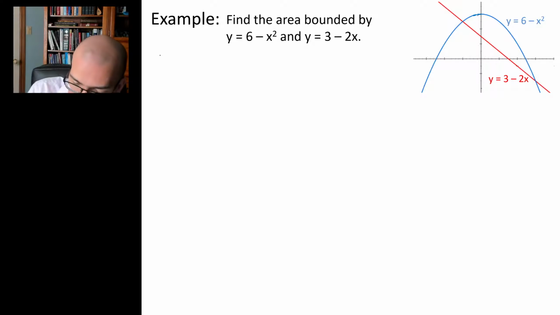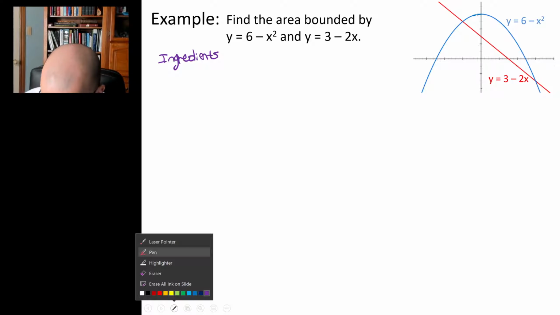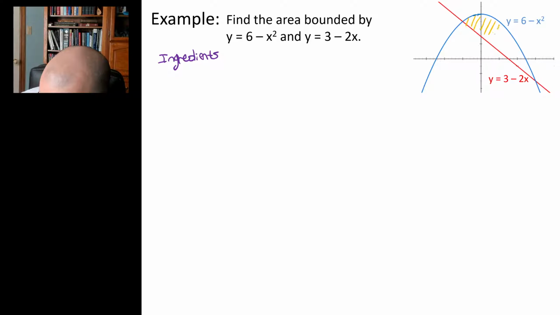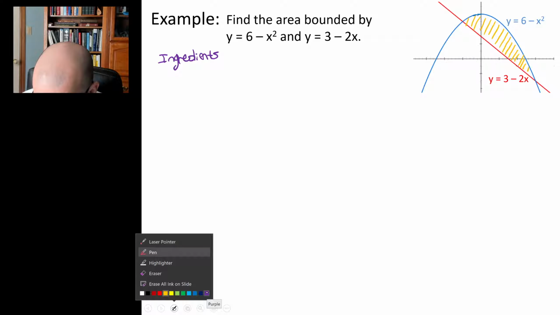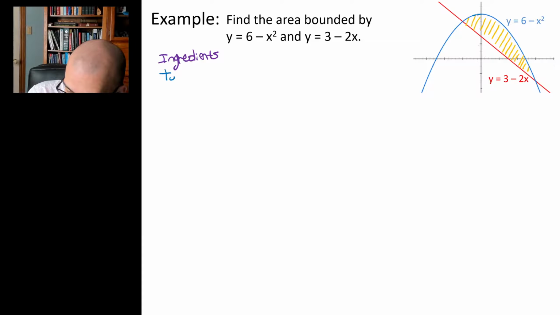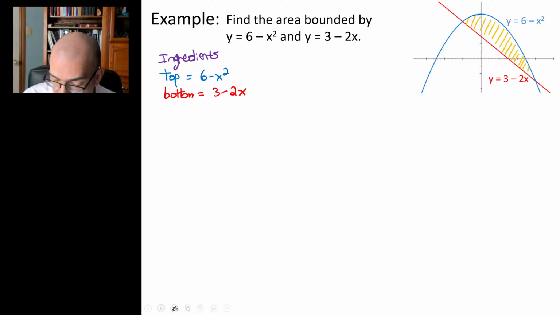So here are the ingredients. We can tell what the top function is. The function with the highest y value for the area that we're going to shade in, the area that's bounded by the curves, the area that's contained by them. Bounded by just means the functions form a wall around the area. You can tell that the top function is 6 minus x squared. The bottom function is 3 minus 2x. But the bounds we have to find.